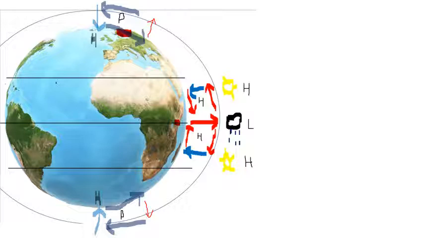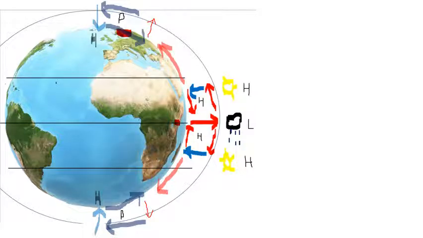Now this works in conjunction with the Ferrel cell, because as the air is sinking here, not only does it return to the equator, so the air sinking at the tropics returns to the equator, but the warm air also pushes up towards these higher latitudes that we can see on here.